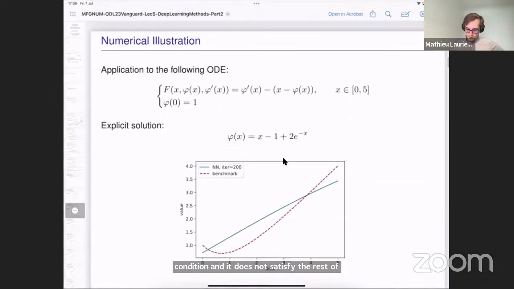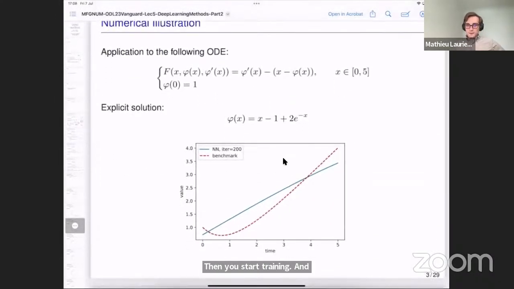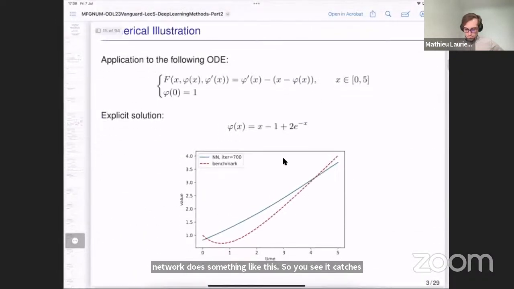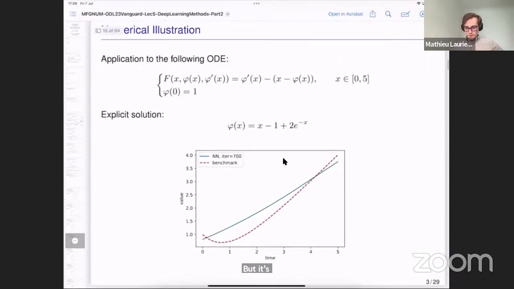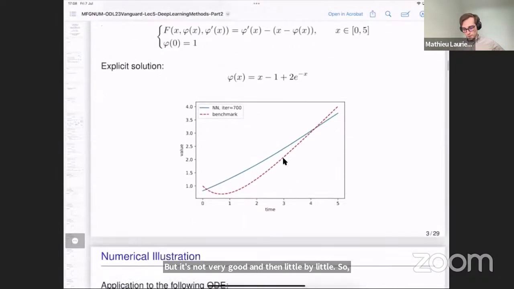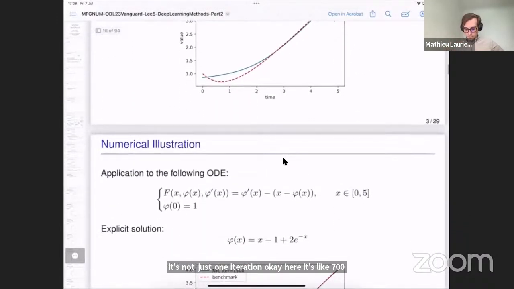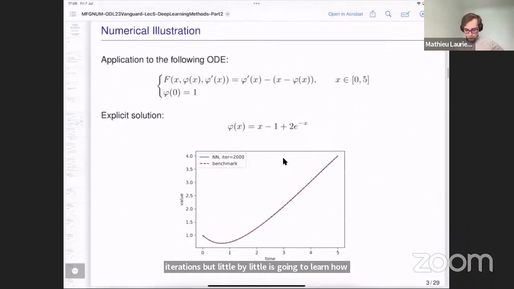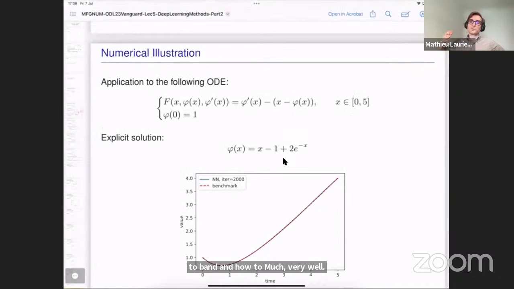Then you start training. And at the beginning, the neural network does something like this. You see it catches roughly the slope, but it's still not very good. And then little by little, it's not just one iteration. Here it's like 700 iterations. But little by little, it's going to learn how to bend and how to match very well the solution. It's not trying to match the solution, okay? It's trying to solve the ODE. It's trying to minimize the residual of the ODE.